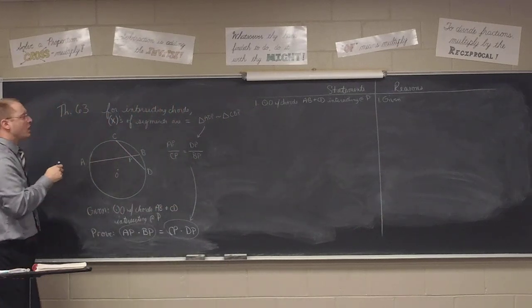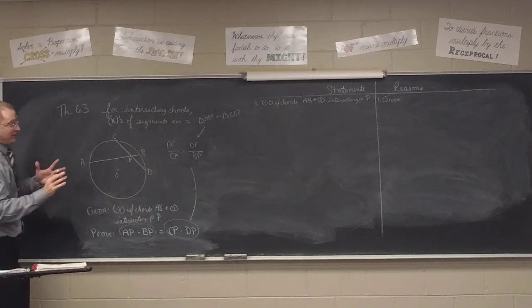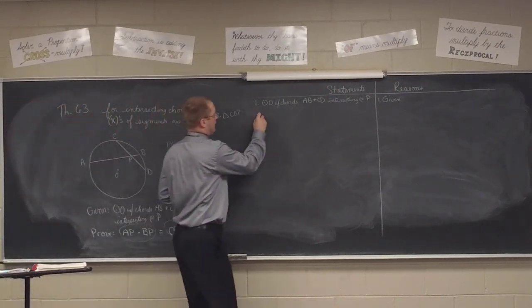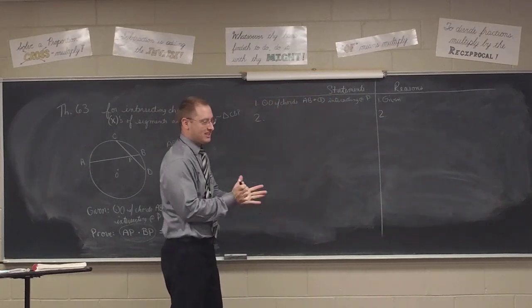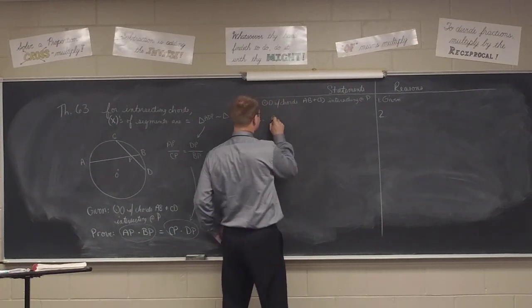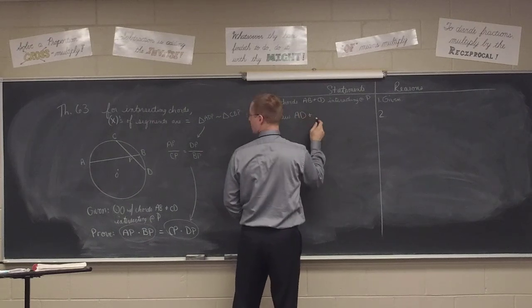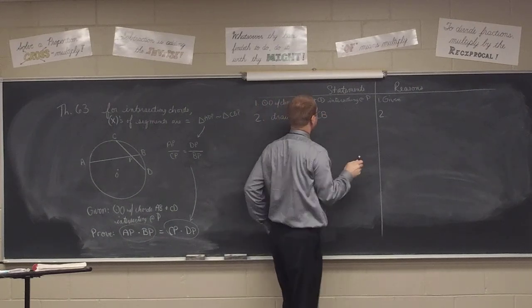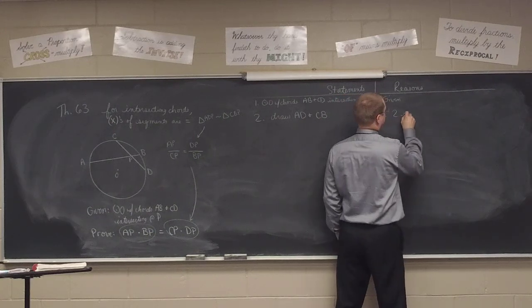Yes. Okay. How do I get triangles? Well, first of all, I have to get the triangle. So number two, let's make some auxiliary lines here. Here we go, Chris. Draw AD and CB. Reason? Two points determine a straight line. Right, we do have two points.